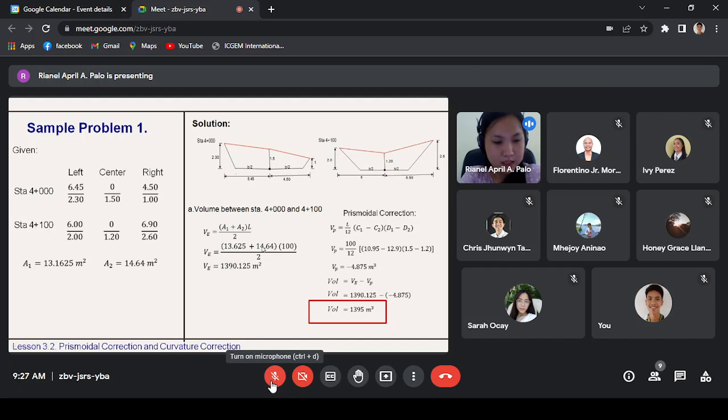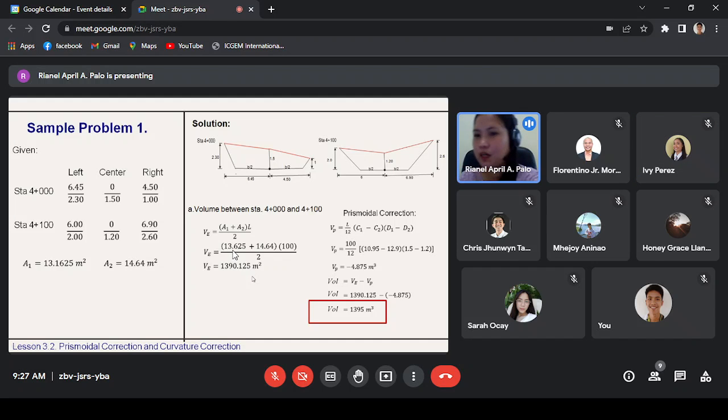13.1625 plus 14.64 times 100 divided by 2. 1392. Ay, sorry for this one. The area for the first section, cross-sectional area for the first station is 13.1625. This one on the left side. Okay, ma'am.